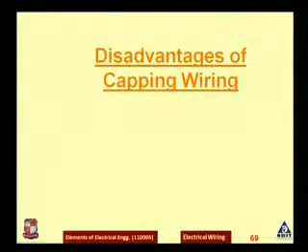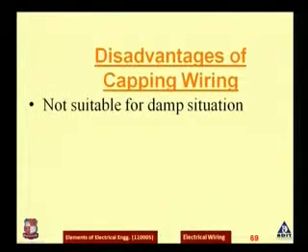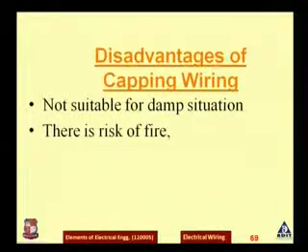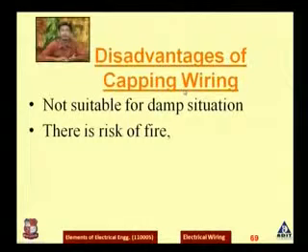Now we will see what the disadvantages of the capping wiring are. The first disadvantage is that it is not suitable for damp situations. That means this capping wiring should be used where there is a dry place or dry site. At that time only the capping wiring can be used. There is a risk of fire because this capping is generally provided with wooden, or it may be a plastic type material, so that is not fire resistant. So there is a risk of fire in the capping wiring.